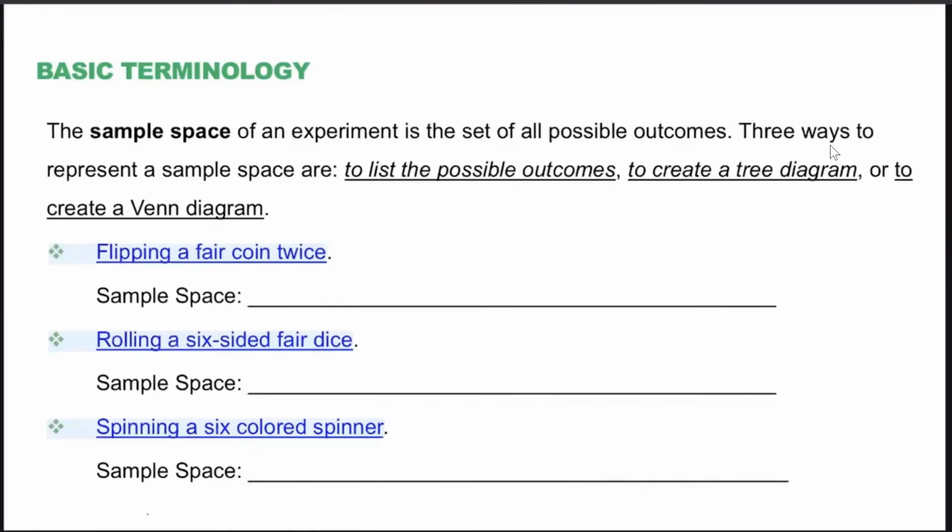There are several ways to find or represent the sample space. It can be by listing. When I say listing, listing is like this. For this one, I listed head, head, head, tail, tail, head, tail, tail. That is listing. Or you can also create a tree diagram, or a Venn diagram. You have already seen how to create a tree diagram. Creating a Venn diagram for some problem, you'll see that later on.